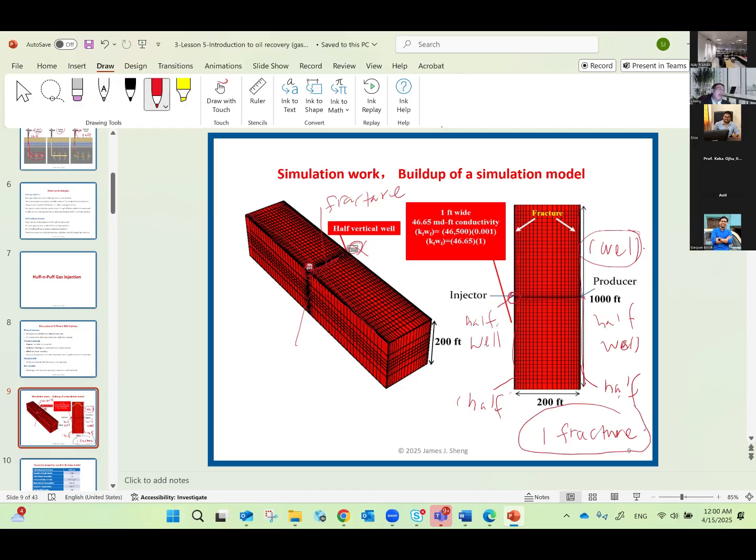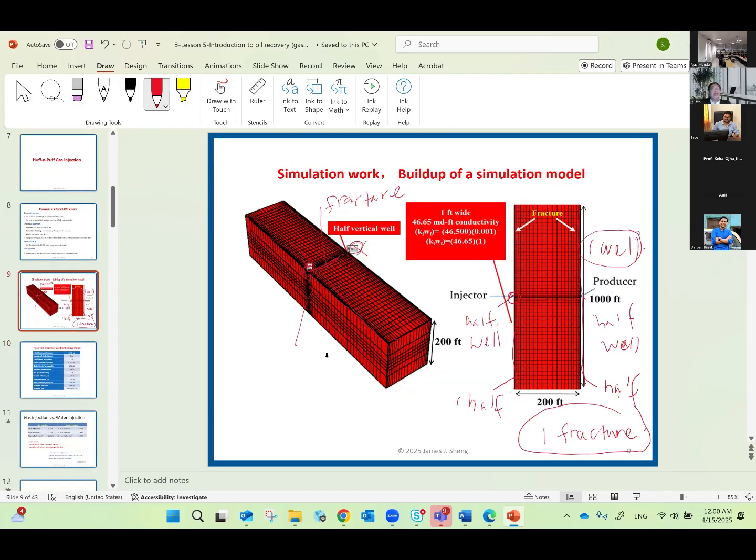And then in real life, we'll have multi-stage fractures, right? So then we just assume production from different fractures is the same. So if you have multi-stage fractures, the total production from this well will be multiplied by so many stages or so many fractures. Okay, so that is the simulation methodology I'm going to talk about. But later on, I can talk more about the simulation approach.